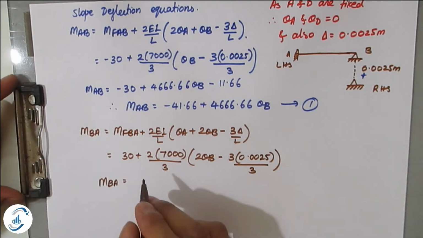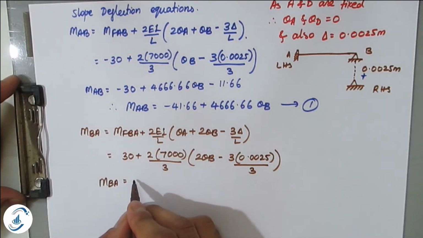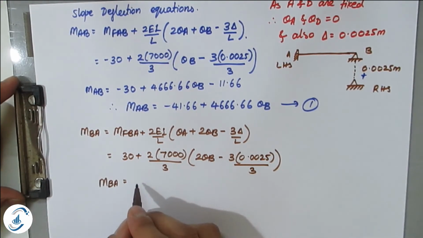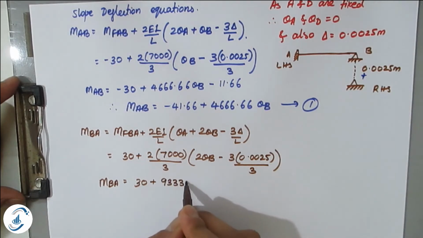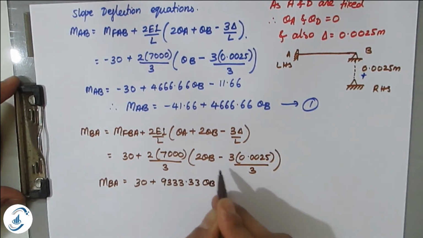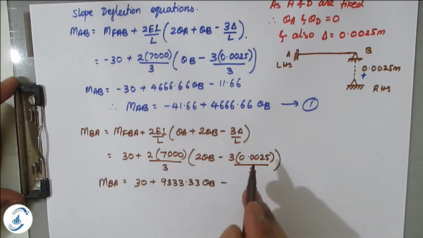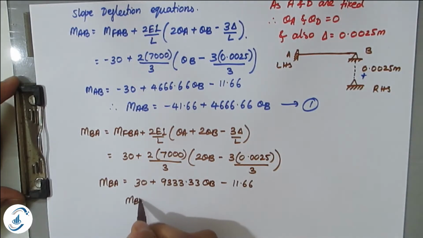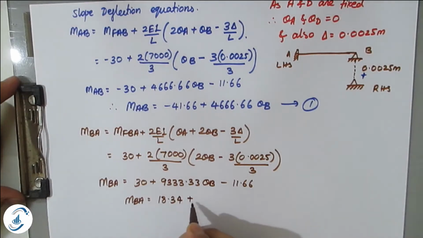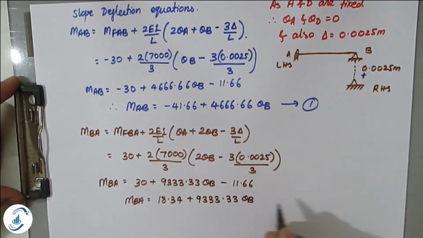So MBA equation will be 18 point, so once again I'll write it down completely: 30 plus this quantity into 2 times theta B will give you 9333.33 theta B, and this quantity will be minus this into this, so it is 11.66. So MBA equation you will get 18.34 plus 9333.33 theta B. So this will be your equation number 2.